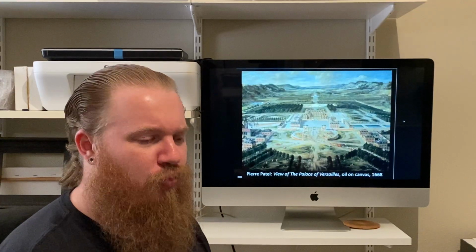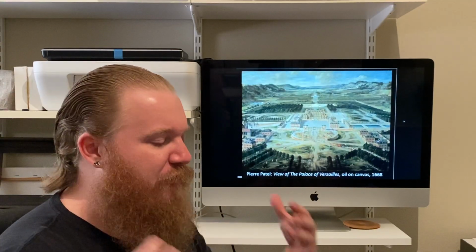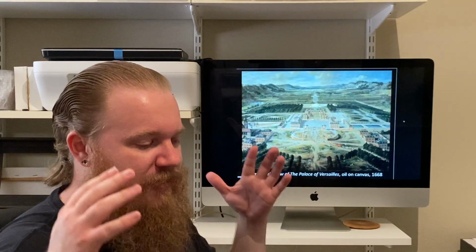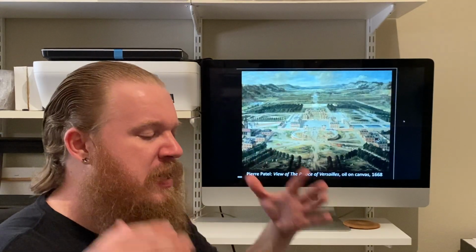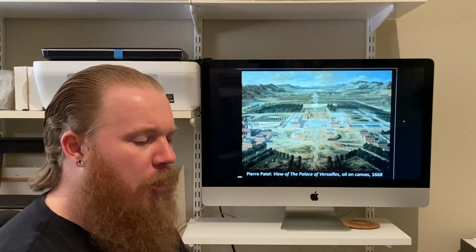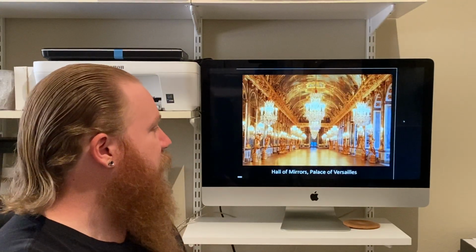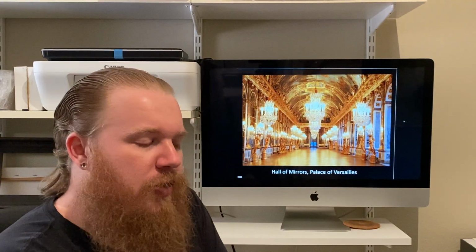Their power was great. Their wealth was great. Everything about it was meant to promote these kinds of ideas, that their power was infallible, that their wealth was infallible, all of this kind of stuff. And in fact, if we look in the interior of the palace, here we see the Hall of Mirrors.